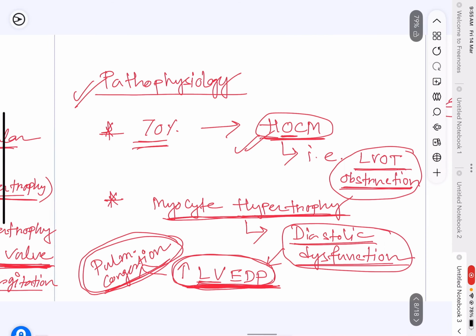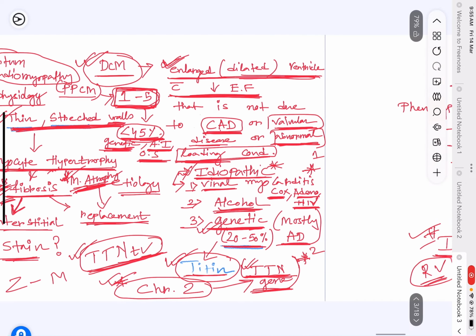So we have covered this topic for now. Next we'll discuss the other types of cardiomyopathy.